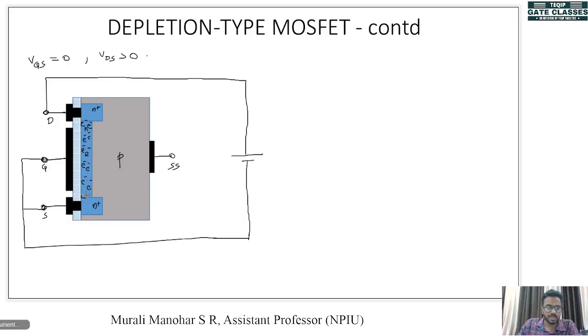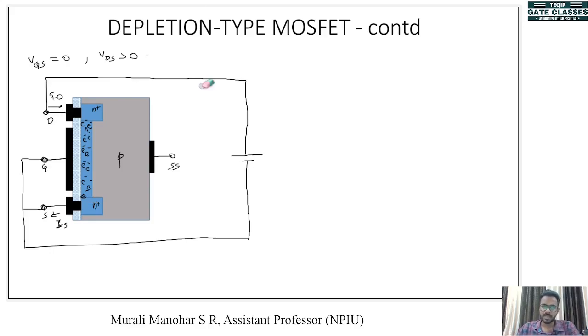Right? So the positive potential at the drain will attract these electrons, and they will start flowing towards the drain, and because of that a current flows from drain to source. So this is just like a JFET. So the characteristics will also look like a JFET during VGS equal to 0.